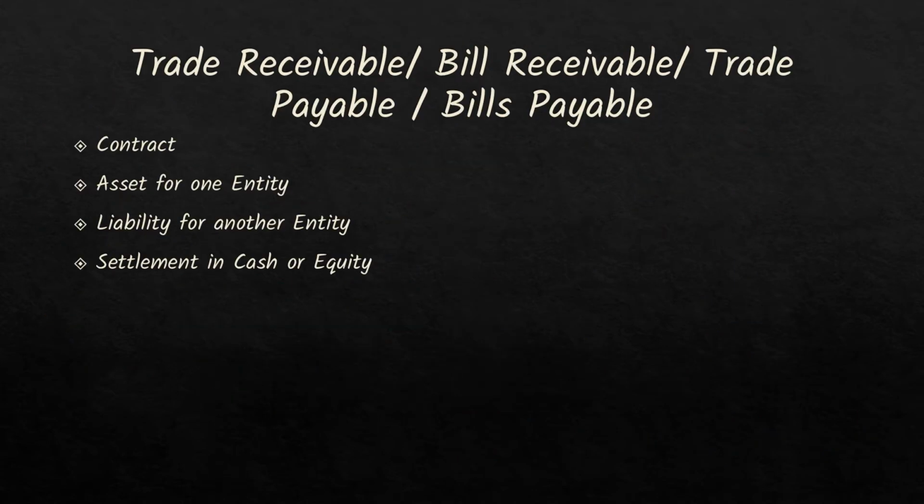So let's see some examples. There are trade receivables, where you sold goods on credit. There are trade payables, where you purchased goods on credit. You have bills on the basis of which you will be receiving some money, and bills on the basis of which you will be paying some money. Are the trade receivables and trade payables financial instruments?